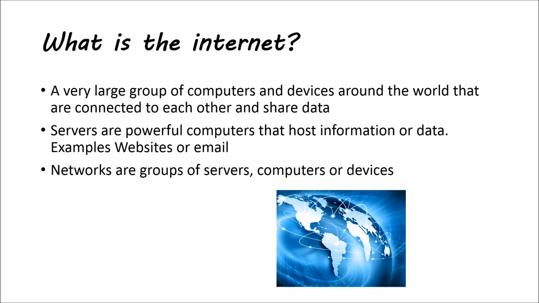So to go on, servers are powerful computers that host information or data. Examples would be websites or email. So most websites or email hosts are servers. They're just really powerful computers. And networks are groups of servers, computers, or devices that are connected together. So a network might be a few computers connected together. It could be a couple of computers in your home. It could be a couple thousand computers in an area. But either way, they're connected together.